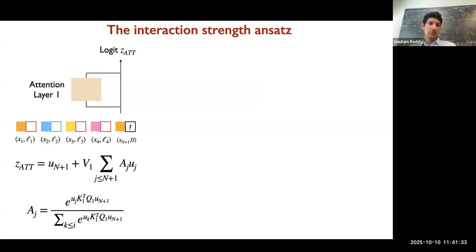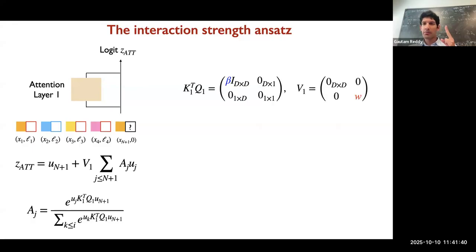So if you exploit those symmetries, it turns out that you can simplify these three matrices that I showed you for an attention head into really just two parameters. You can define an effective interaction strength, so you can make this almost a diagonal matrix with one beta parameter, and you have this value matrix, which is everything zero except for one parameter w. So we can reduce this whole operation into simply two effective parameters. So this is the second ansatz. And now we're going to work with this reduced description of a one layer transformer.